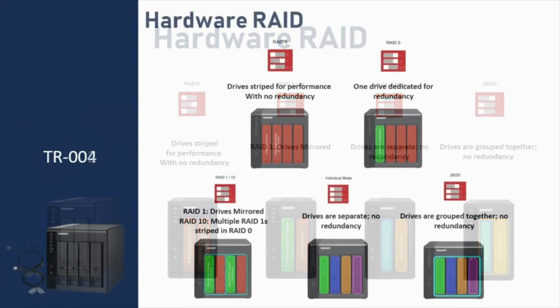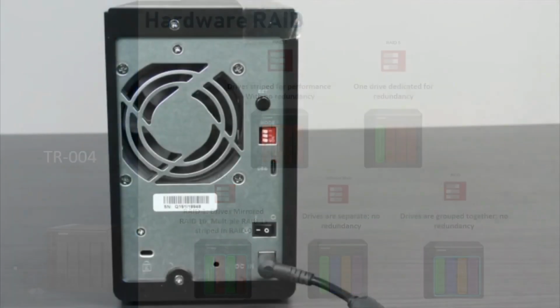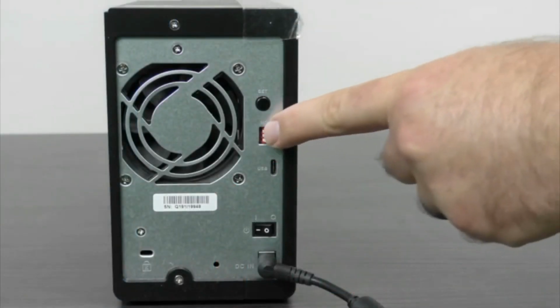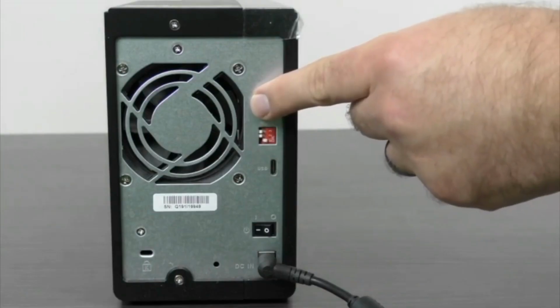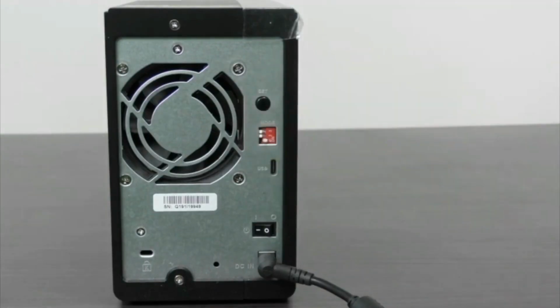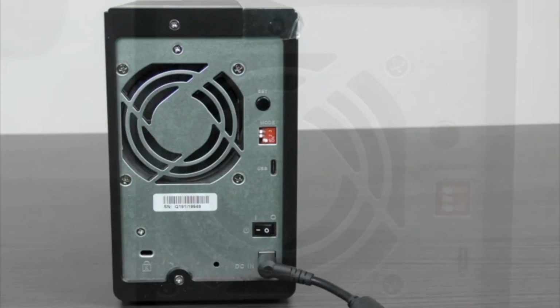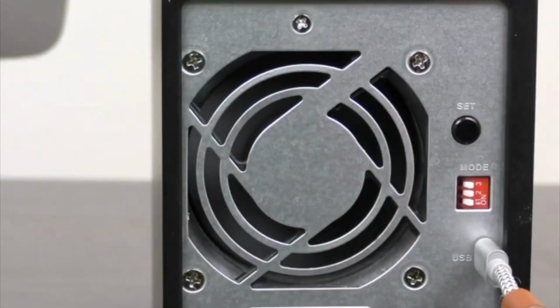To use the hardware RAID controller, simply set the three switches to the appropriate configuration for the RAID of your choosing, and then hold the set button for 3 seconds. You should hear a beep when you've held the button long enough. Keep in mind that when you set the RAID, any previously stored data on the drives will be lost. Once the RAID is set, you can connect it to your computer.